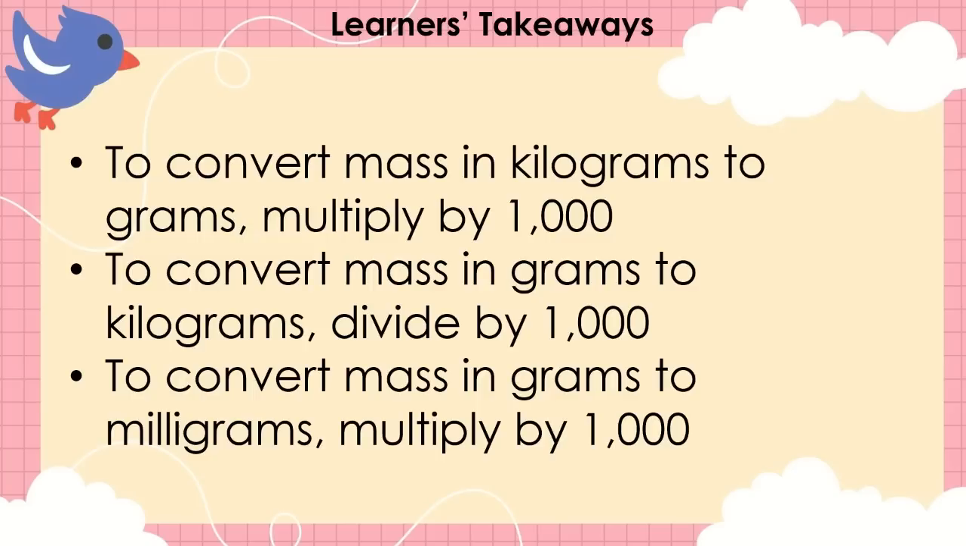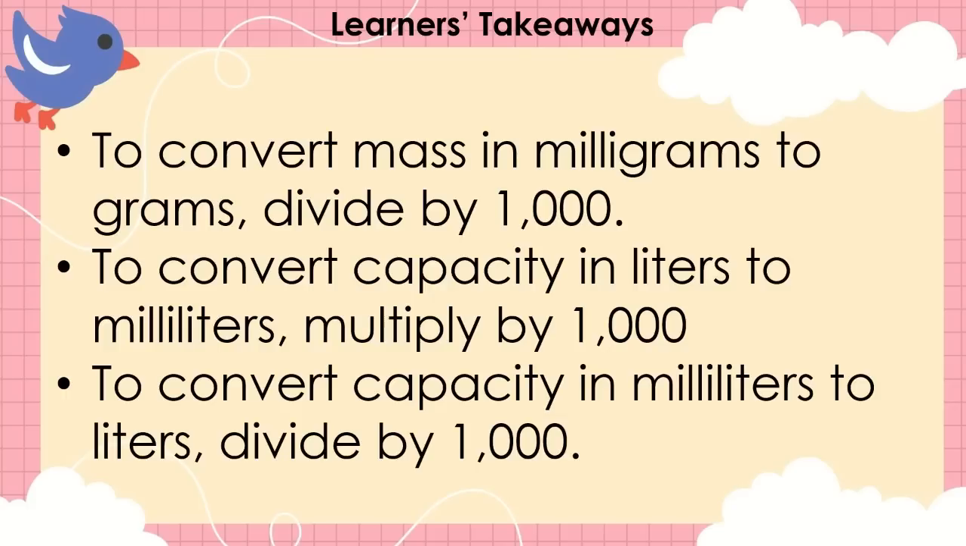Here are the correct answers. To convert mass in kilograms to grams, multiply by 1,000. To convert mass in grams to kilograms, divide by 1,000. To convert mass in grams to milligrams, multiply by 1,000. To convert mass in milligrams to grams, divide by 1,000.